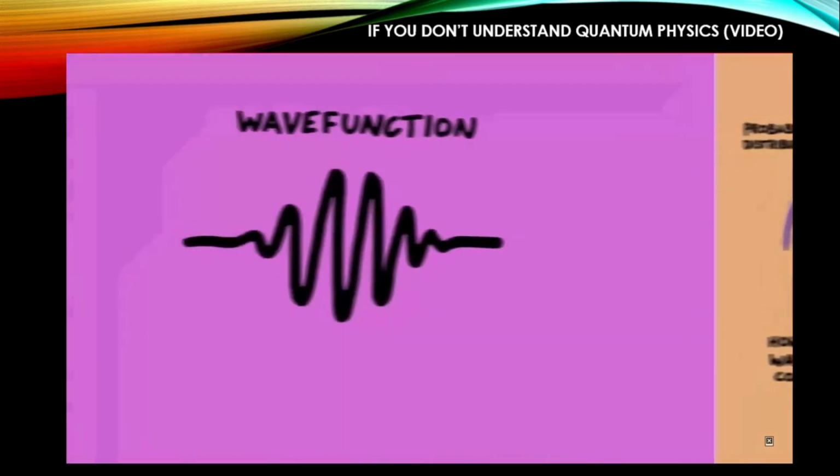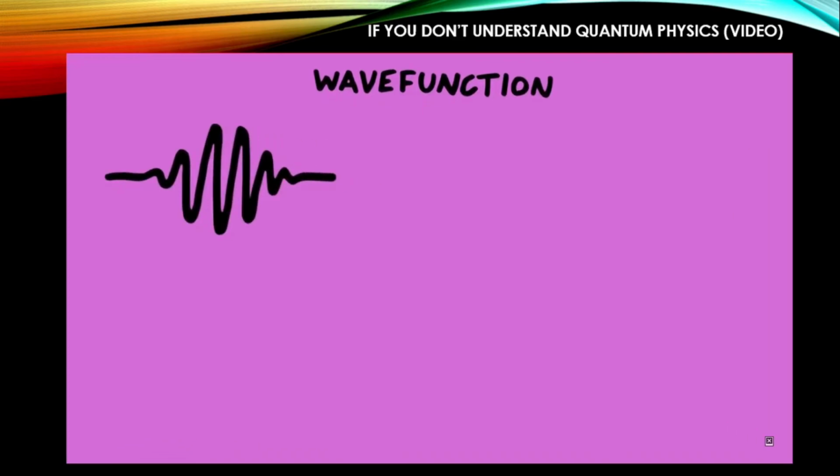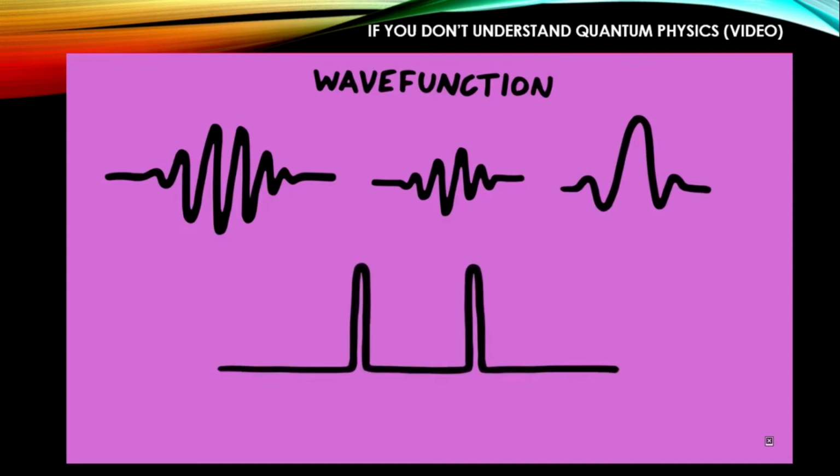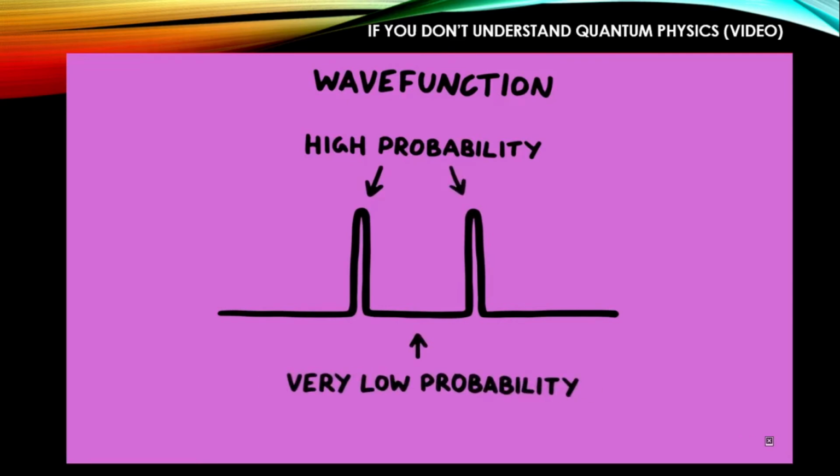Okay, let's go back to the wave function. We can now use this picture to explain other features of quantum physics that you may have heard about. So this is just one possible wave function for an electron, but there's many others, like this one for instance. This says that the electron has a probability of being over here and a probability of being over here, and very little probability of being in the middle.